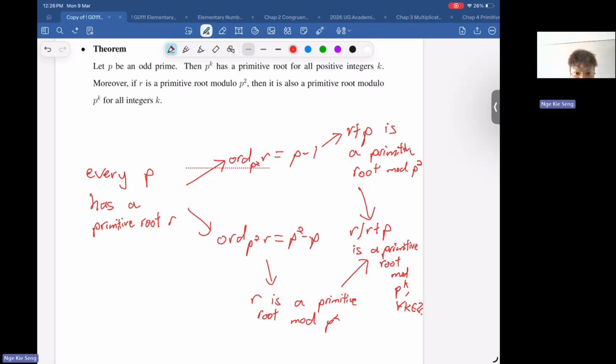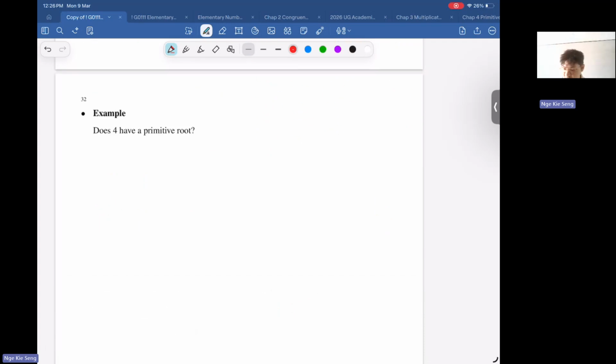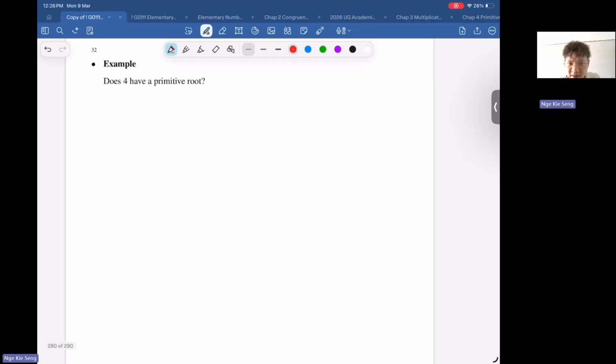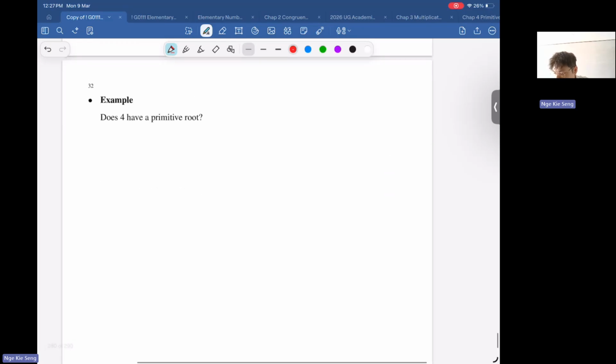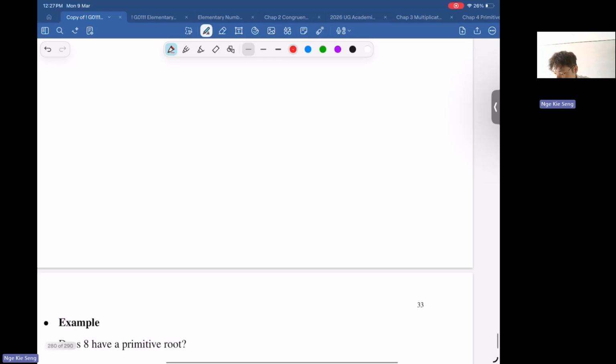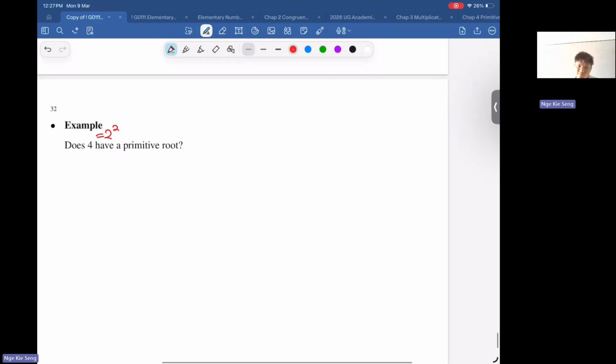Before we go to the next result, maybe we do some examples again. Let's do some examples. Does 4 have a primitive root? And the second question: does 8 have a primitive root? Basically this is 2 to the square, and the other one is 2 to the cube. So there are two questions here. We can quickly use our strategy just now to do it.